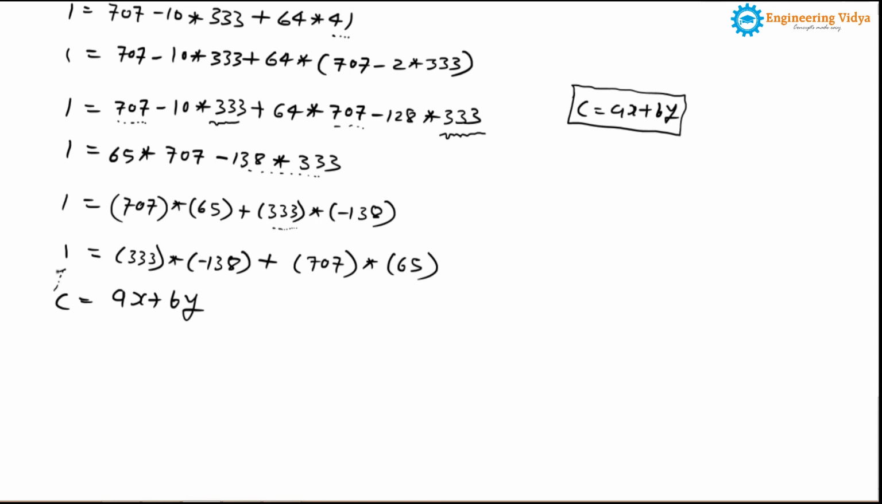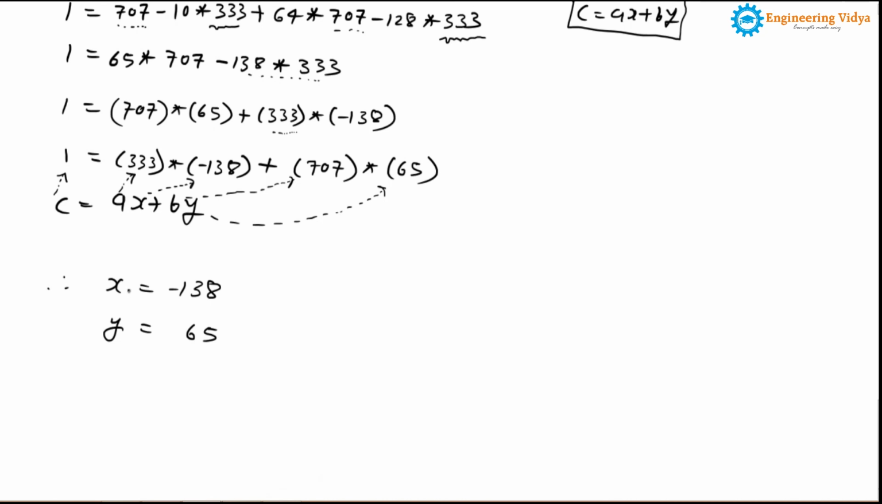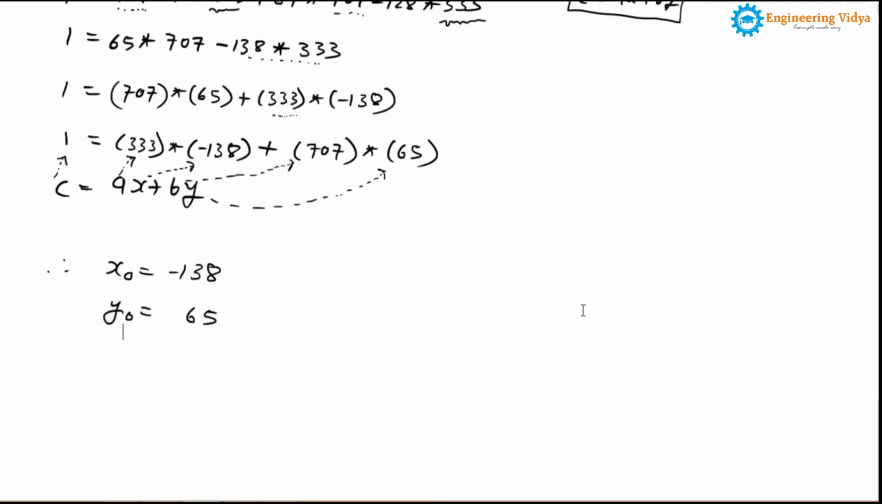So now after the comparison here we can write, this is nothing but C, and this is nothing but A, and this is nothing but X, this is B, and this is Y. So therefore after comparison here we can say X is equal to minus 138, and Y is equal to 65. But whatever value you get at step number 2, this is not x and y, this is basically the initial value. So here we'll write x0 and y0. This is the x0 value, this is the y0 value, and from x0 and y0 we can estimate x and y.